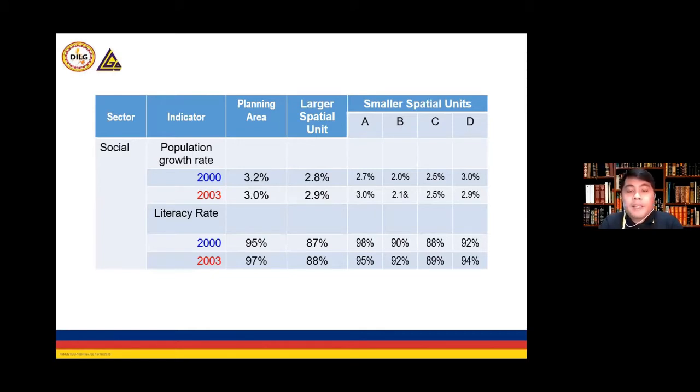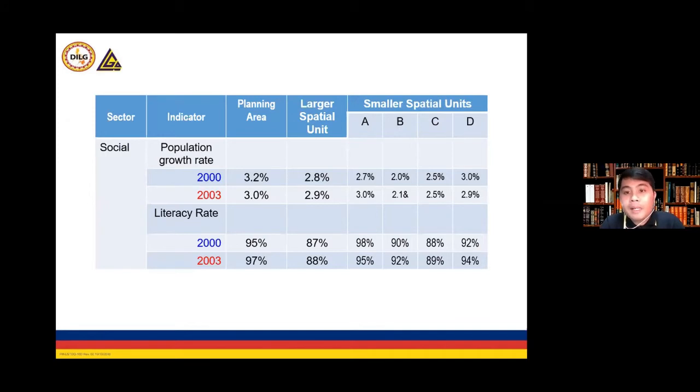And then compare that to the largest spatial unit. What is the largest spatial unit? It is your province, no? So compare that to the literacy rate of your province. So medyo nakakaangat kayo. Okay? So in 2000, ang literacy rate in the whole province is 87%, and in 2003, 88%. So pareho namang tumaas, no, in between those years. Now, ano naman itong smaller spatial units? Ito yung mga barangay data natin.